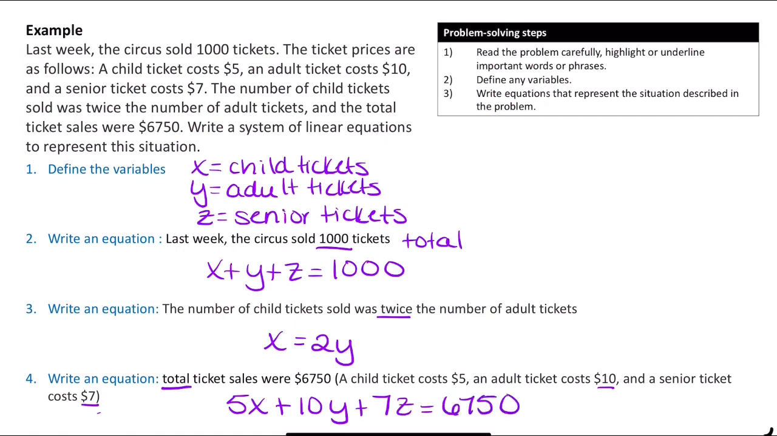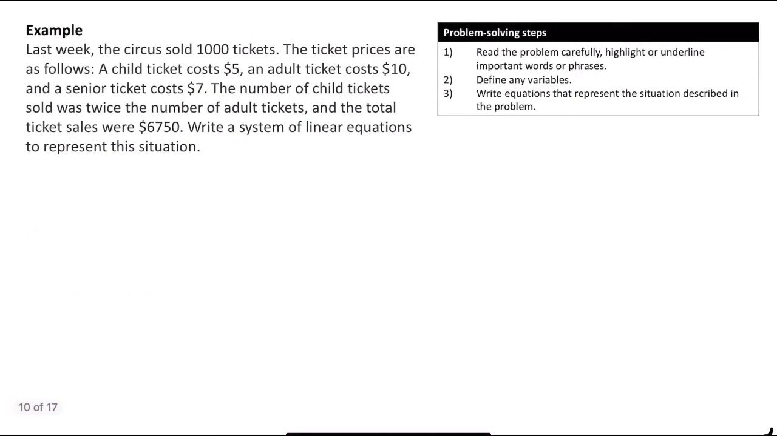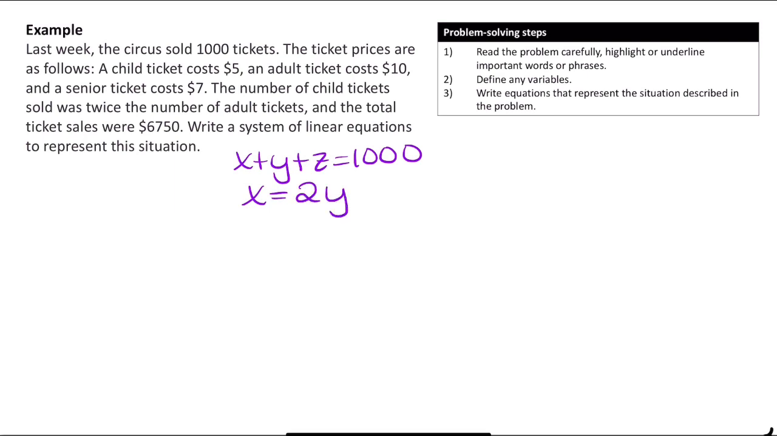$6,750. So that can be a concept that's a little bit confusing when you're working on setting up these equations. So I want you to make sure that you understand the difference between the total number sold and the total amount of money that they're earning in ticket sales. So let's just summarize our 3 equations here. So we have x plus y plus z equals 1,000. And then we have the number of child tickets, x, equals 2 times the number of adult tickets. And then we finally have our cost equation. So 5x plus 10y plus 7z equals 6,750.